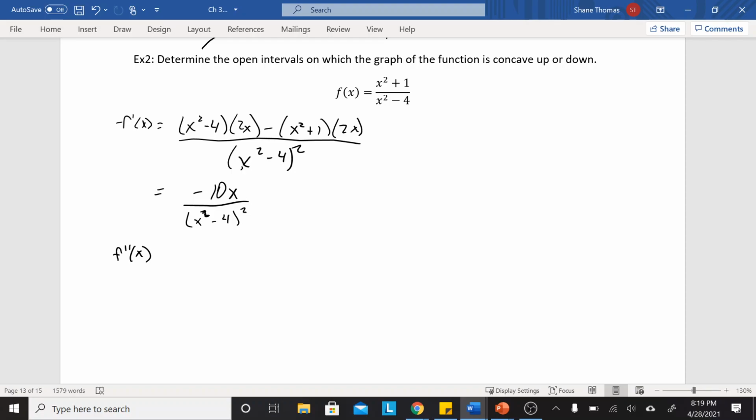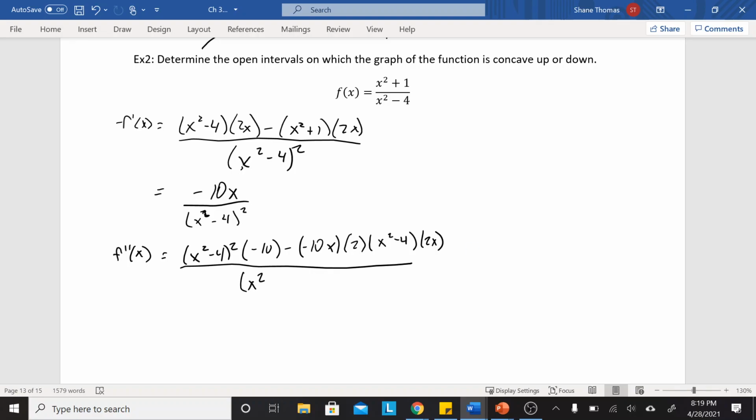All right, do it again. F double prime. So now we're looking at low, which is x squared minus 4 quantity squared, d high, so it's negative 10, minus high d low. We have to use u substitution on the bottom: 2 times x squared minus 4 times what's inside the parentheses, the derivative of that, all over x squared minus 4 to the 4th power now. All right, again, to save some time on simplification, we're looking at 10 times 3x squared plus 4 over x squared minus 4 to the 3rd.